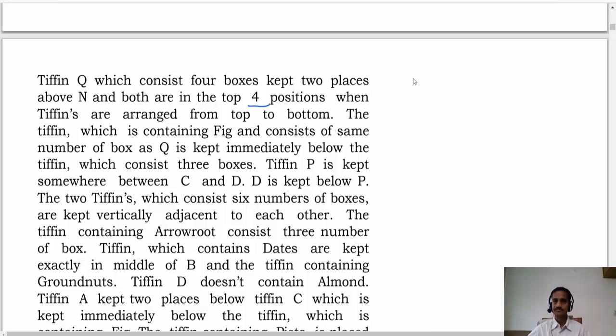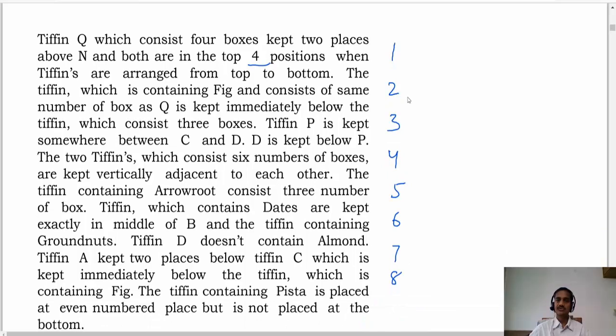Now see here, 1, 2, 3, 4, 5, 6, 7, 8. Q consists of 4 boxes. Now Q, which consists of 4 boxes, is kept 2 places above N, and both are in the top 4 positions. Top 4 positions, so tell me how many possibilities we have.